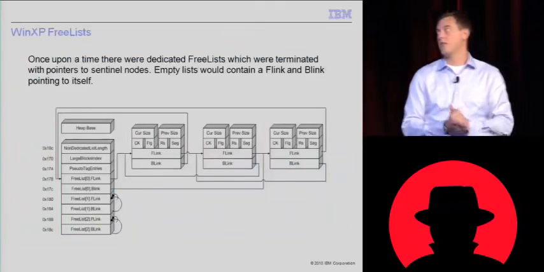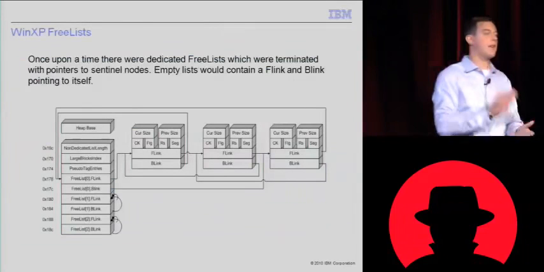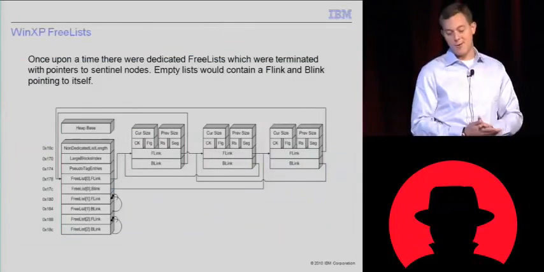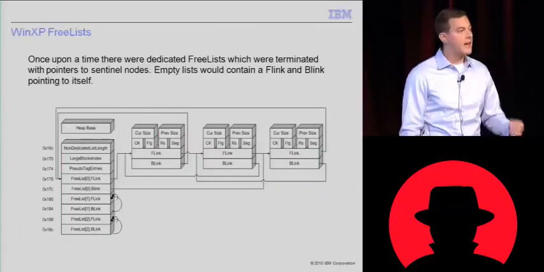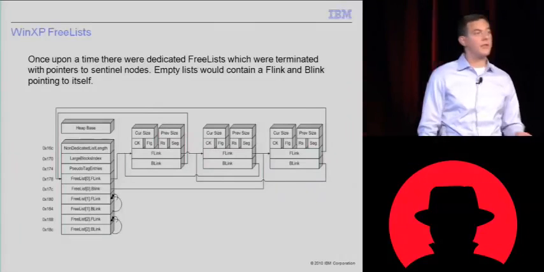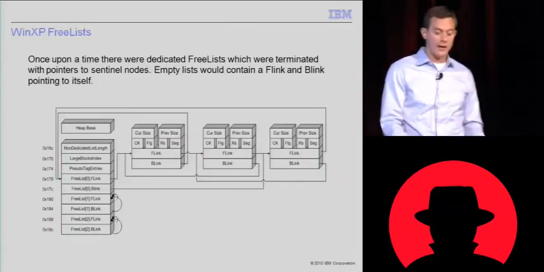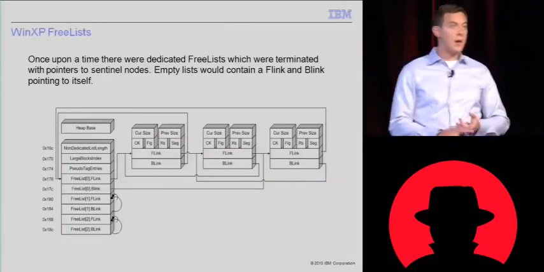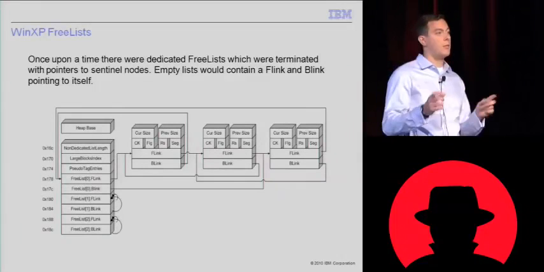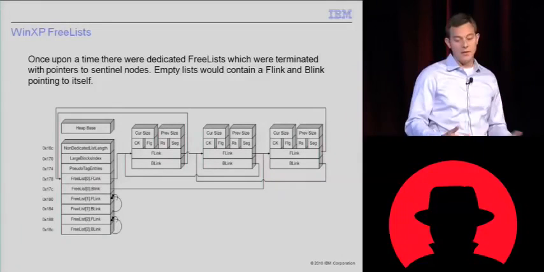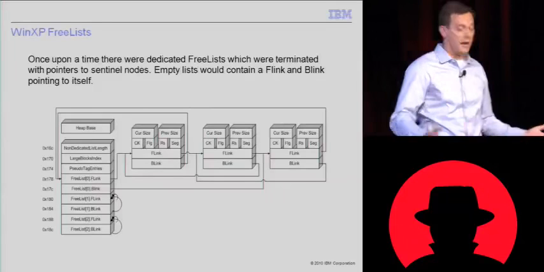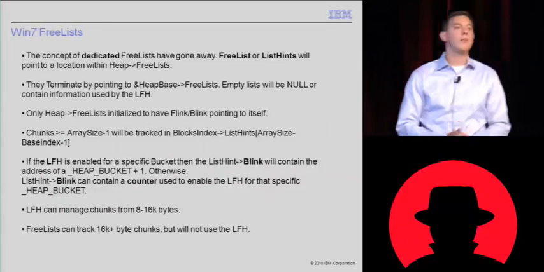On to the architecture section. Back a long time ago, right, there were free lists and they were dedicated. That is, a dedicated free list would only hold chunks of a certain size, no greater or no less. If they were empty, they would actually have the forward link and backlink pointer pointing back to the Sentinel node, to themselves. And that would denote that they're an empty list. These all resided on the heap base. That's no longer the case anymore.